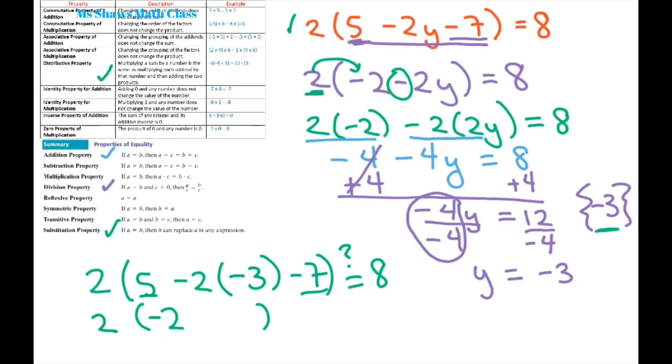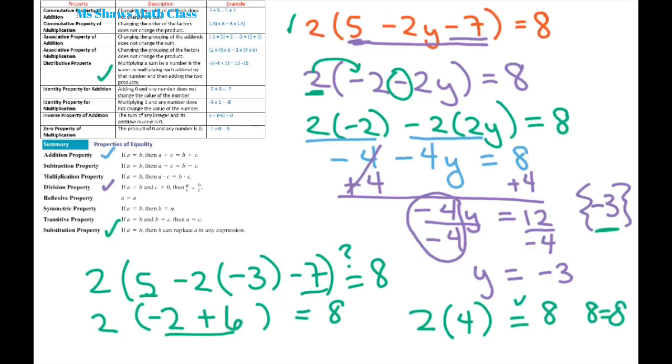And 2 times negative 2 times negative 3 is 6. So that's going to be a positive 6. Does that equal 8? So this is for this quantity here. So we have 2 times 4 does equal 8. Or you can say 8 equals 8. Now the next two we're going to go a little faster.